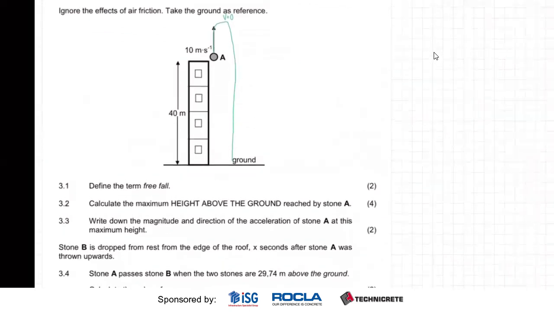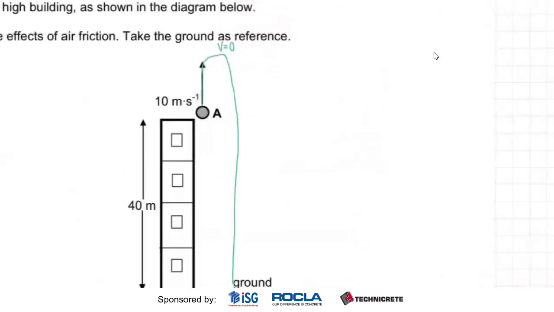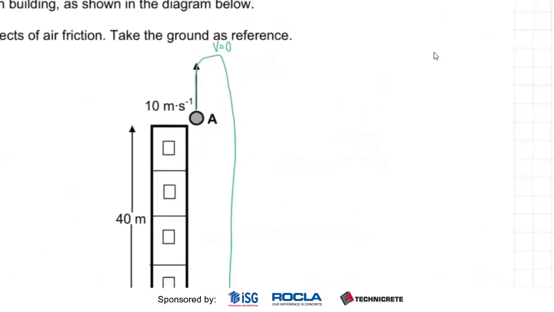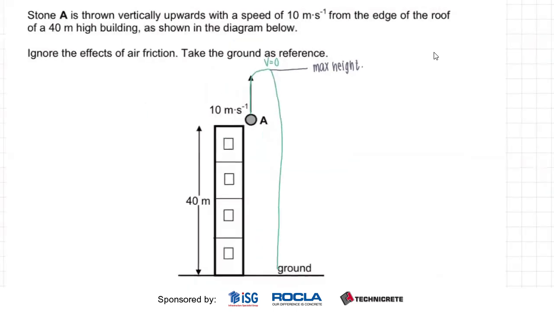For question 3.2, it asks us to calculate the maximum height above the ground reached by stone A. If you remember, I said earlier that when the stone reaches its maximum height, then the velocity of the stone will be equal to zero. That is always a rule. When you are throwing something up, the velocity will be equal to zero when it's at its maximum height, and then it'll come back down again.